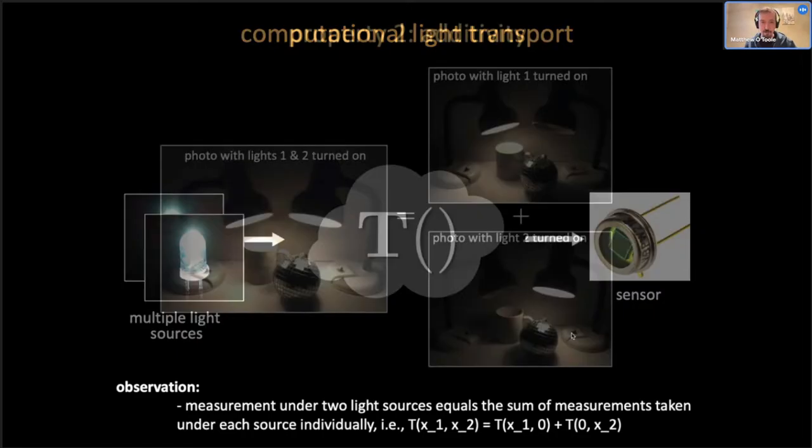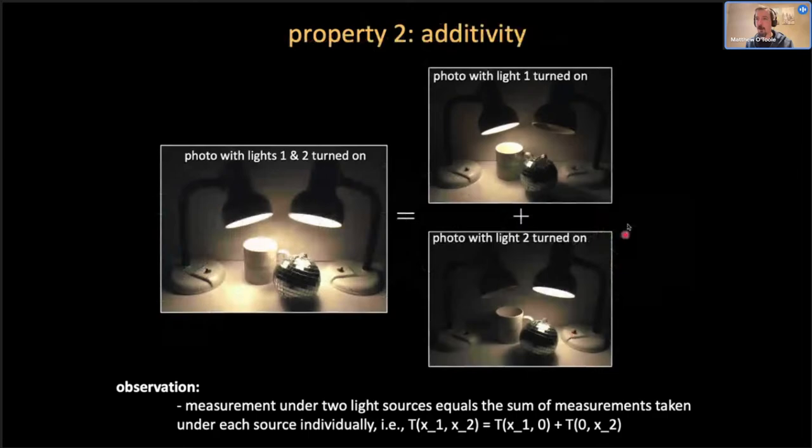And here's an example. So here I have my scene like before, where I have two light bulbs now that are turned on. And this photo is a real photo of the scene. So I turned these two on, captured a photo. I also captured two photos, one with only one light source on, one with only the other light source on.